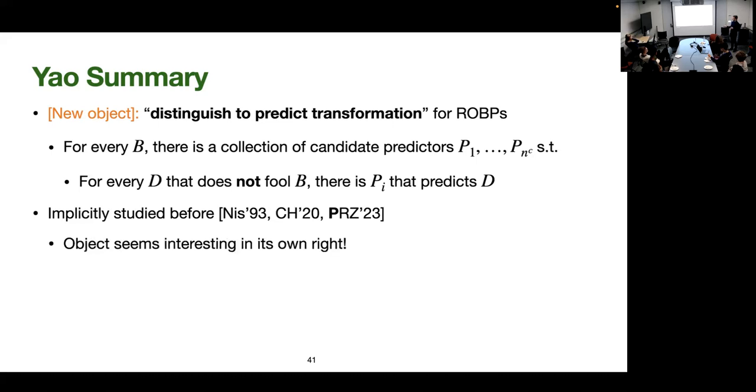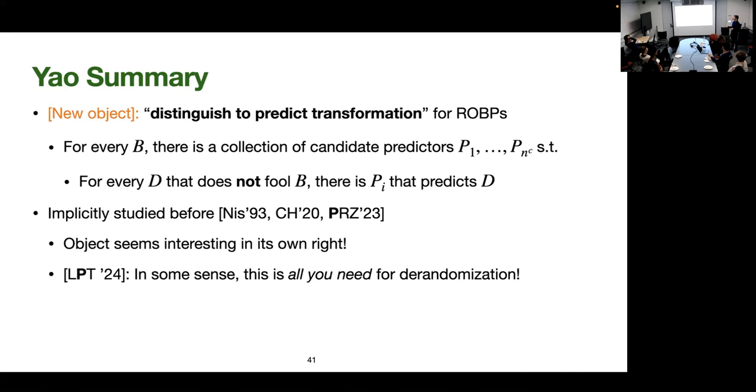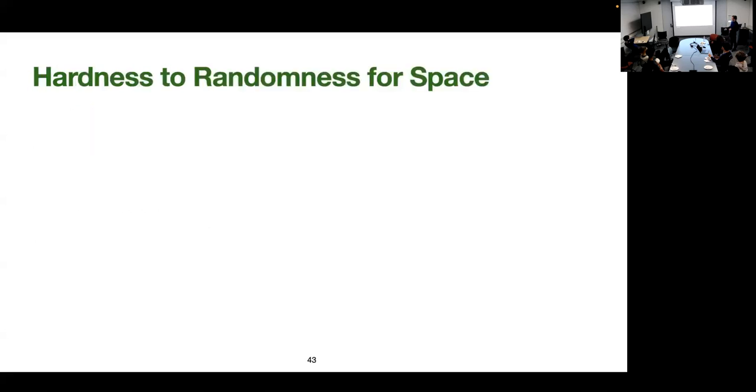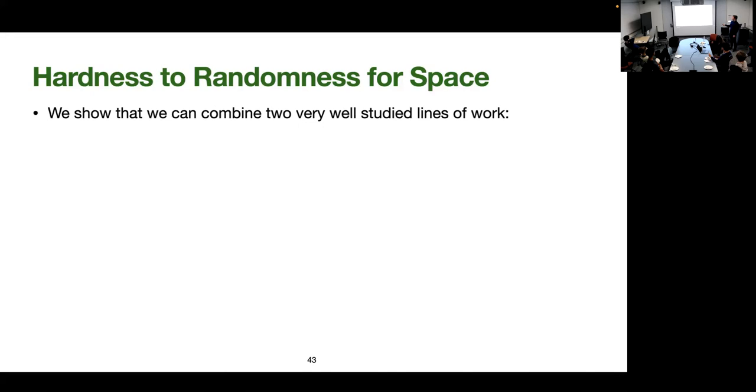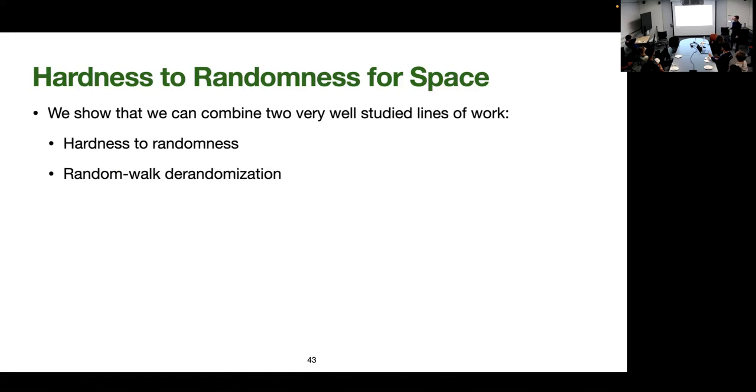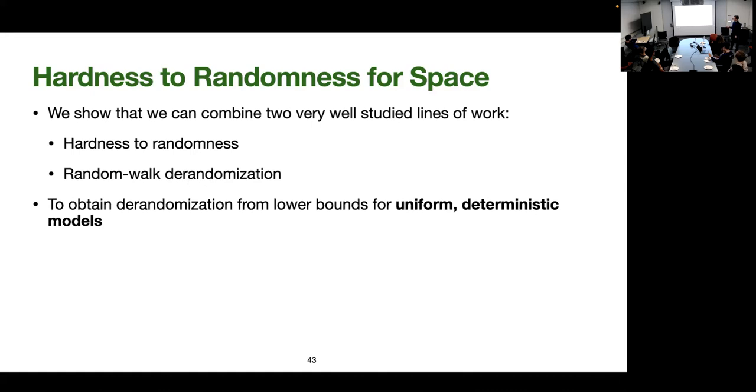And this object seems interesting in its own right, like the ability to certify that a distribution is bad. And in fact, in some follow-up work, we show that if we don't care about the de-randomization being space efficient, this is actually all you need to de-randomize. The existence of this object alone implies very non-trivial de-randomization. So finally, I'll just summarize what just happened. We show that we can combine 2 very well-studied lines of work, the hardness to randomness perspective and this random walk-based de-randomization of small space algorithms, to obtain de-randomization of small space algorithms from lower bounds for uniform deterministic models.